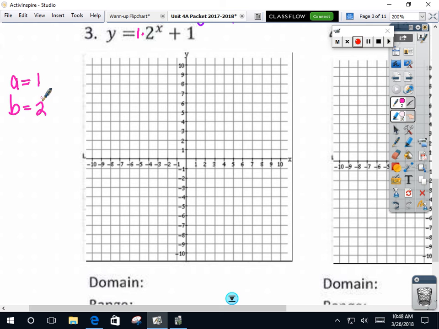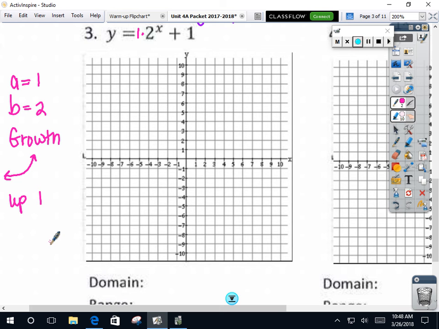That means this is going to be a growth. So it's going to be going up from left to right when we put it on the graph. And then what else do you notice about this equation that's different? And what will that plus 1 do to every point on the curve? Up 1. It'll shift them all up 1.